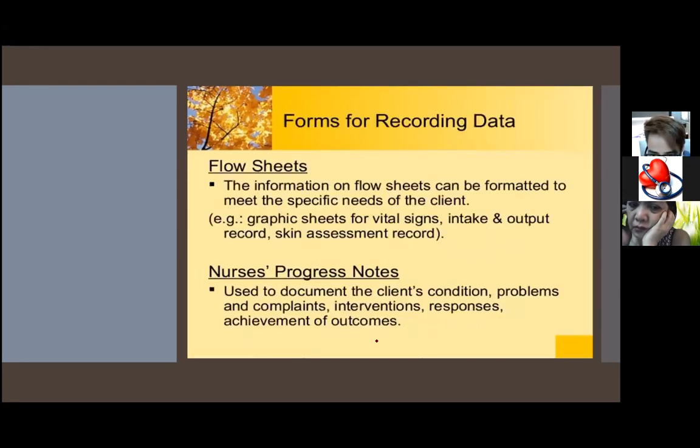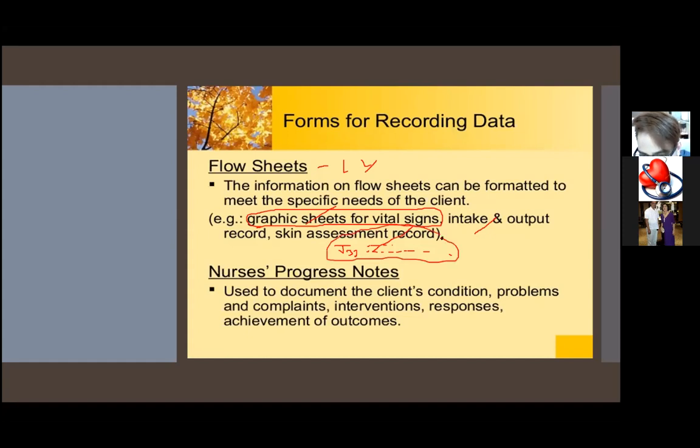So we have another one, your flow sheet. Commonly the flow sheet is used for I&O. The flow sheet can be formatted to meet the specific needs of the client, for example, a graphic sheet for vital signs and intake and output. Why a graphic sheet? Because you can immediately see whether the temperature is rising. How does the graphic work? Let's say, temperature. You put a dot, and then you connect it to his previous temperature. For example, 37, then 37. Your shift it became 38, so you put a dot and connect. Then it became 39, 40, 41, 42. That is the purpose of your graphic. Those who read the chart can immediately see whether the patient's temperature is rising or falling.